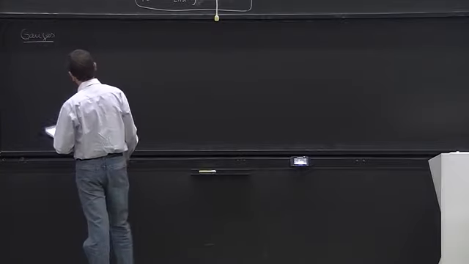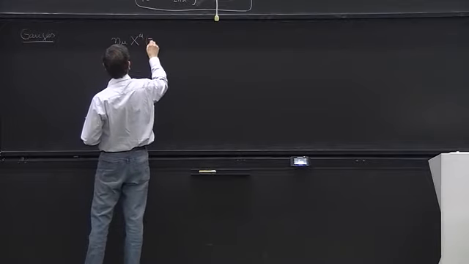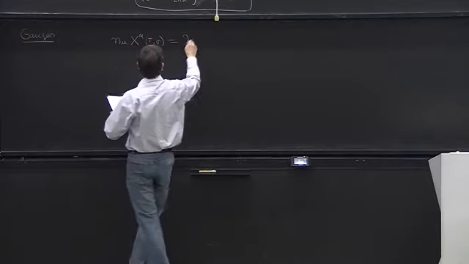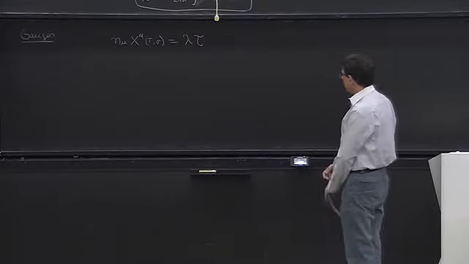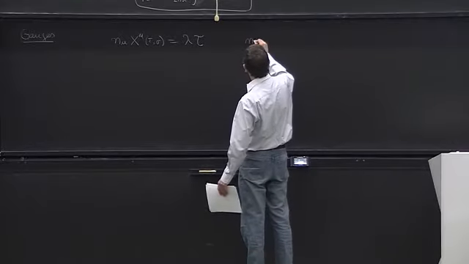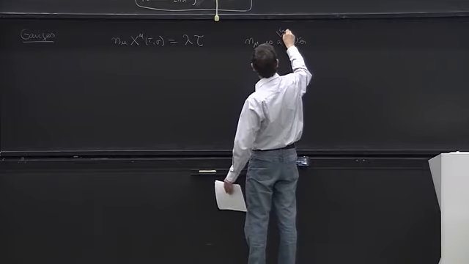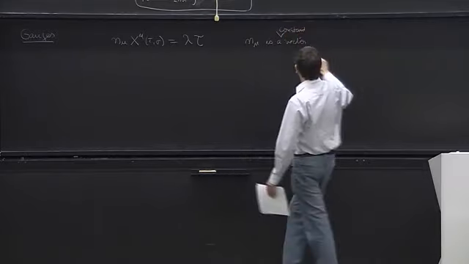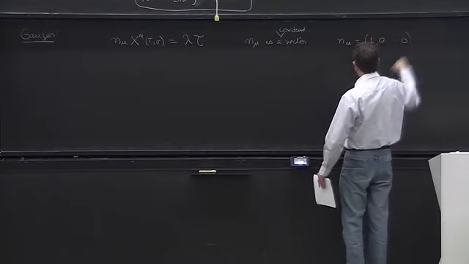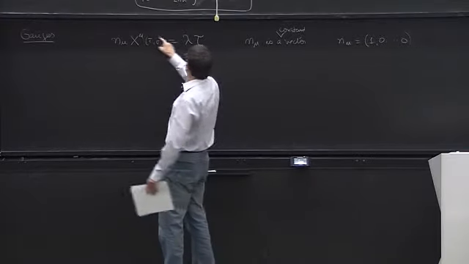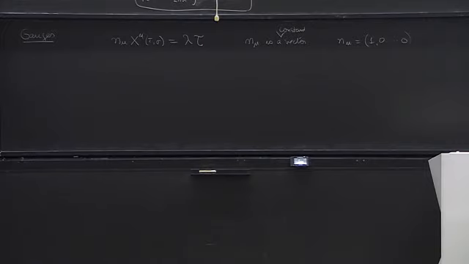And here is the first gauge we're going to take. We're going to do n mu x mu of tau and sigma is equal to lambda tau. What is n mu? It's a vector that you choose. N mu is a constant vector. So certainly if n mu was equal to 1, 0, 0, 0, 0, 0, 0, this would be x0 is proportional to tau, and you're back to your static gauge.